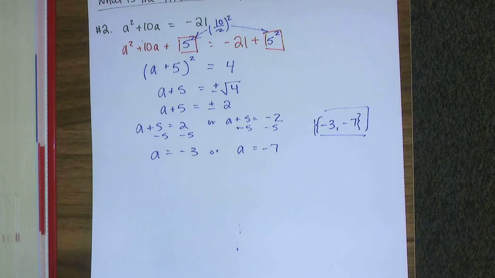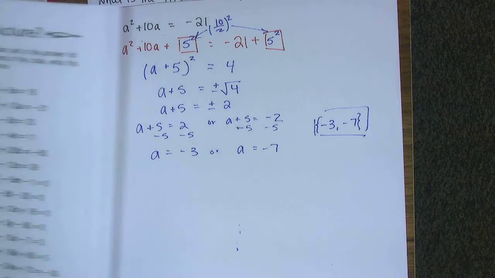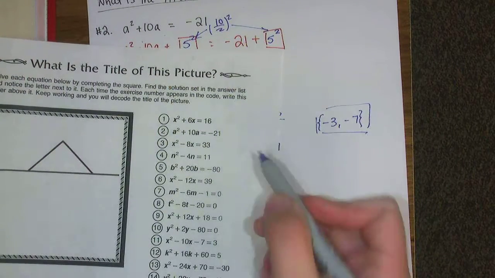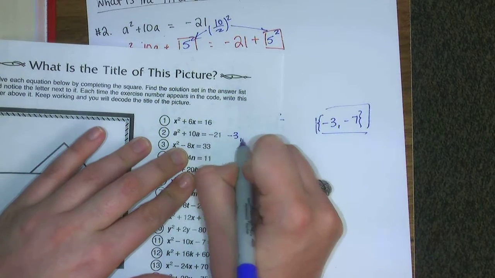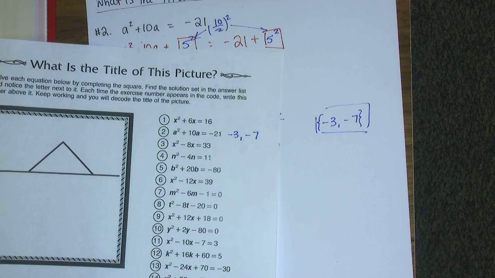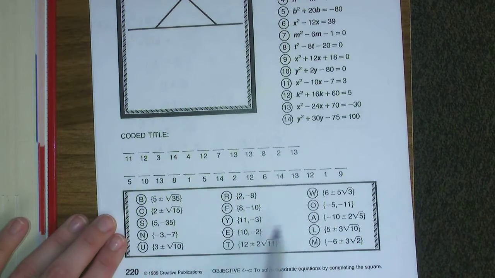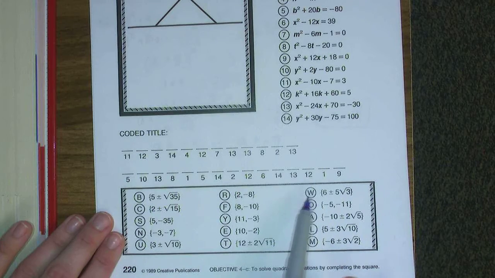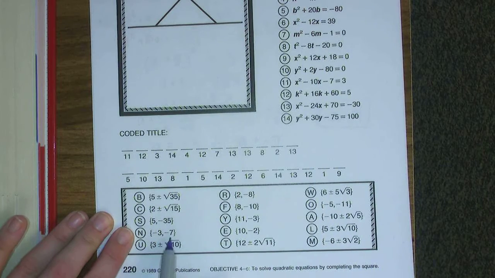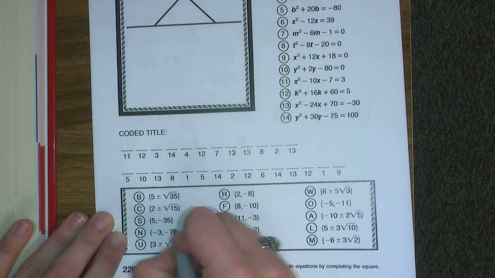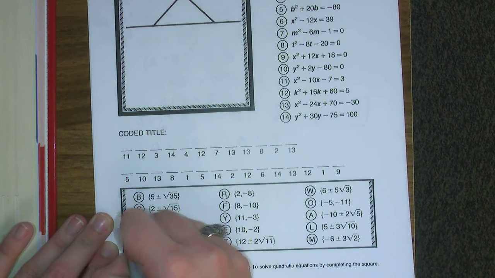The way I expect it, in order for you to receive full credit: you come over to number 2 and rewrite it, negative 3, comma, negative 7. You write your answer. Now, you come down to the bottom and find where that is on your page. Negative 3, negative 7 is right here, so I'm going to write the number 2 beside it, just so I don't forget.